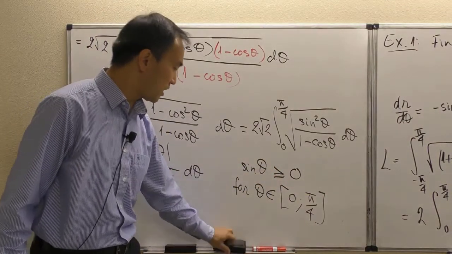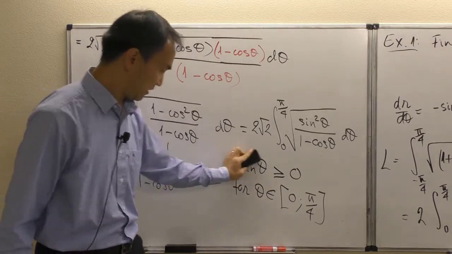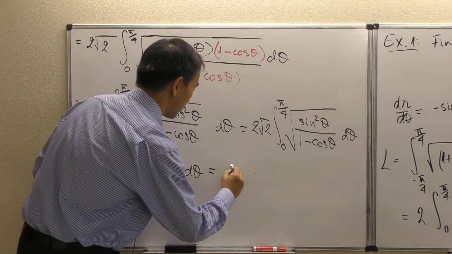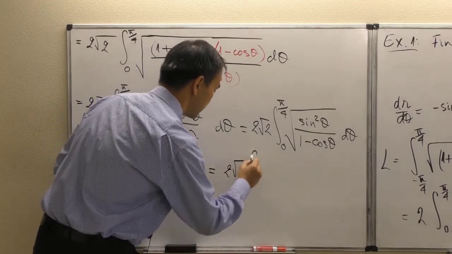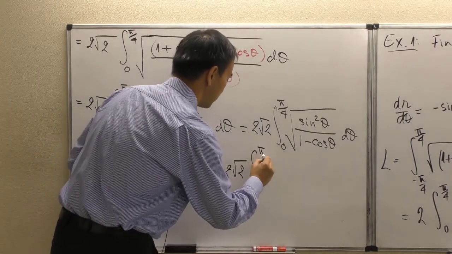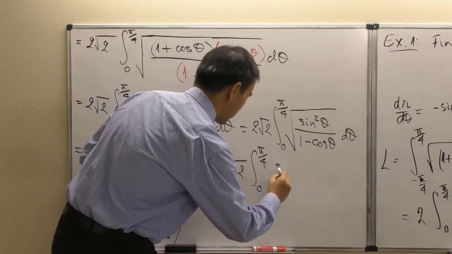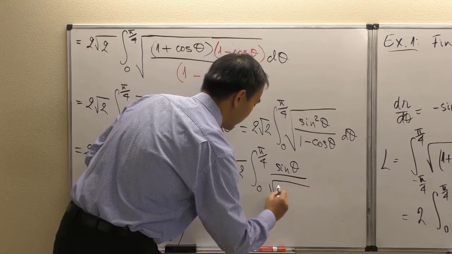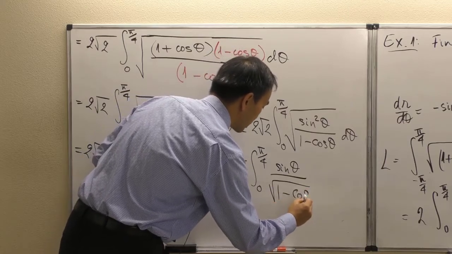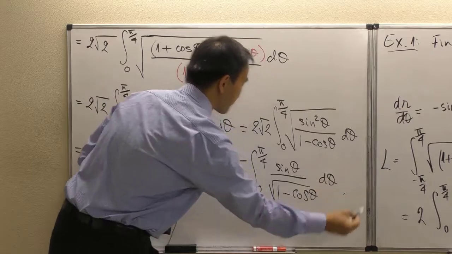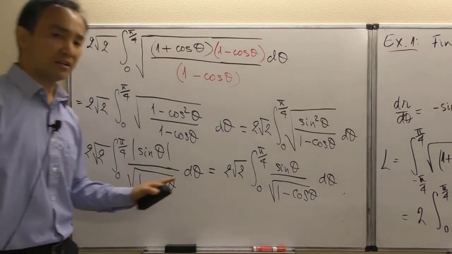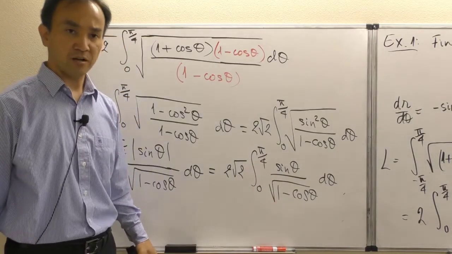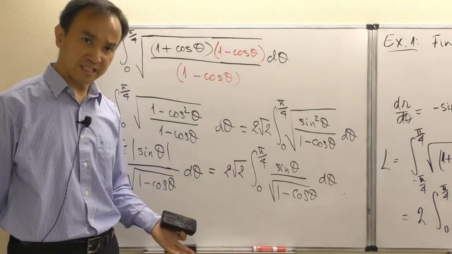The reason I'm making this argument is that in the next step we can write this as 2 square root of 2, integral from 0 to pi over 4, of just sine of theta without the absolute value, divided by the square root of 1 minus cosine theta, d theta. All right, and so now at this point we are ready for doing some substitution. Substitution is a technique that's quite fundamental.